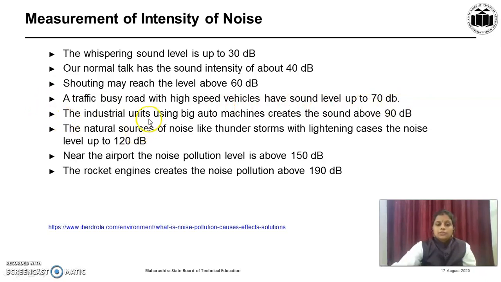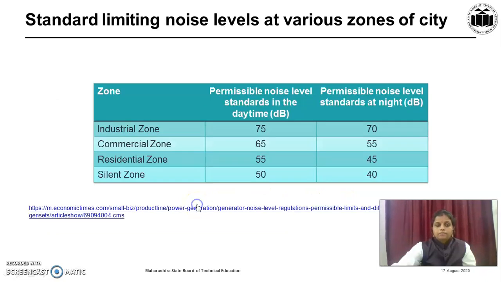An industrial unit using big automatic machines creates sound above 90 decibel. Natural sources of noise like thunderstorms with lightning cause noise levels up to 120 decibel. Near the airport, the noise pollution level is above 150 decibel. A rocket engine creates noise pollution above 190 decibel. These values are very important.